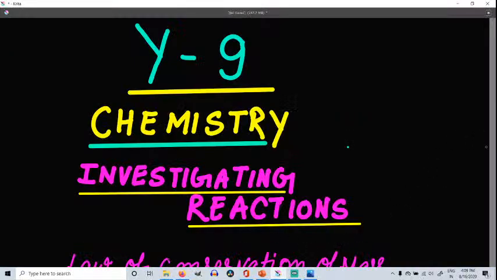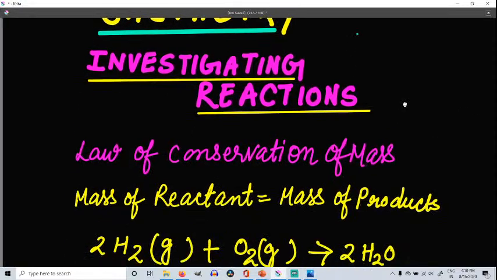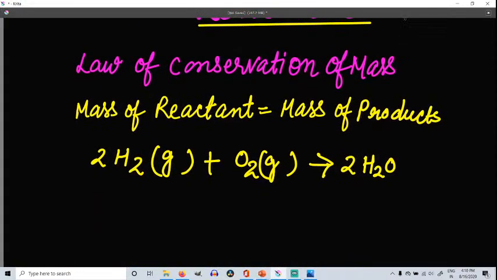Okay, so I told you we should know the law of conservation of mass and the law of constant proportion, because every chemical reaction follows the law of conservation of mass, in which the mass of the reactants should always equal the mass of the products. Suppose we are taking hydrogen and oxygen. When hydrogen burns in the presence of oxygen, it is going to give us water.